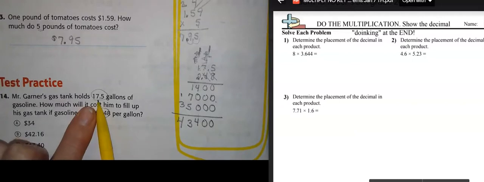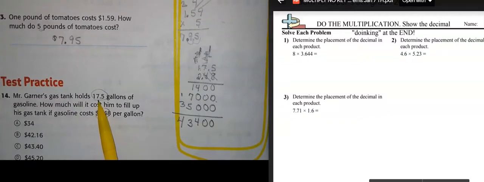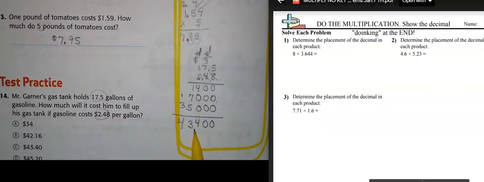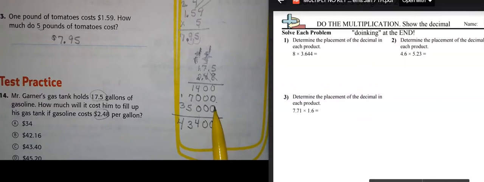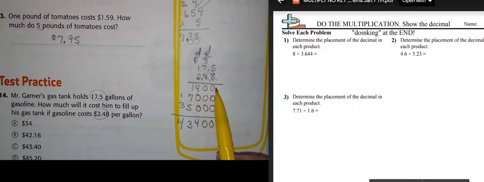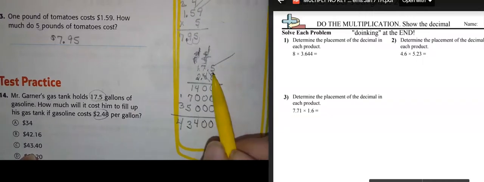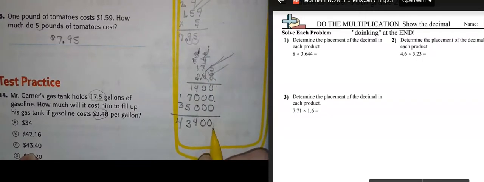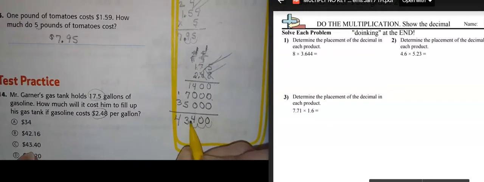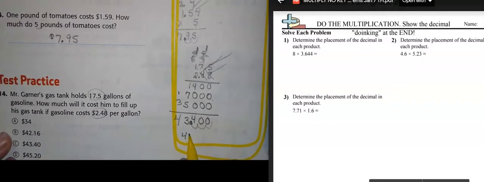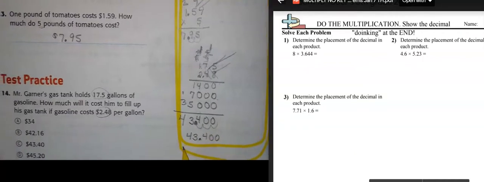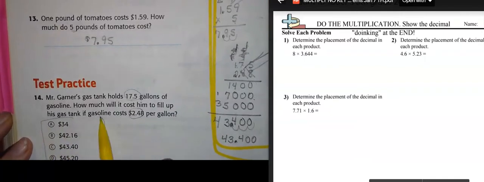Now, if you are buying 17 gallons of gas, you better hope it doesn't cost you $43,400. What do we need to keep track of? Well, the fact that there is a decimal in both parts of the problem means this answer should actually be 1, 2, 3 decimal places smaller. 1, 2, 3 decimal places. But that makes it look like the answer should be 43,400. And that is not one of these choices.